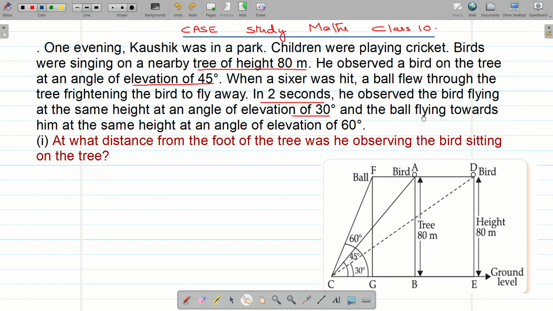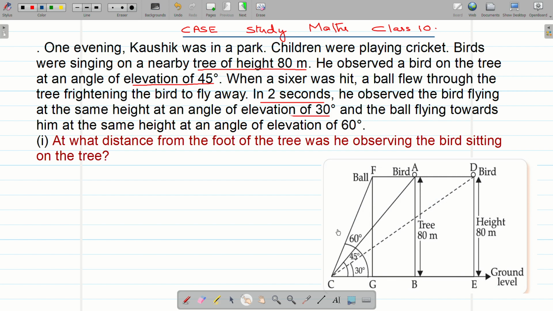And the ball, after hitting the tree, bounces back at the same height at an angle of elevation of 60 degrees. AF is the direction in which the ball bounces back, and F is the position after 2 seconds, and it makes an angle of elevation of 60 degrees.